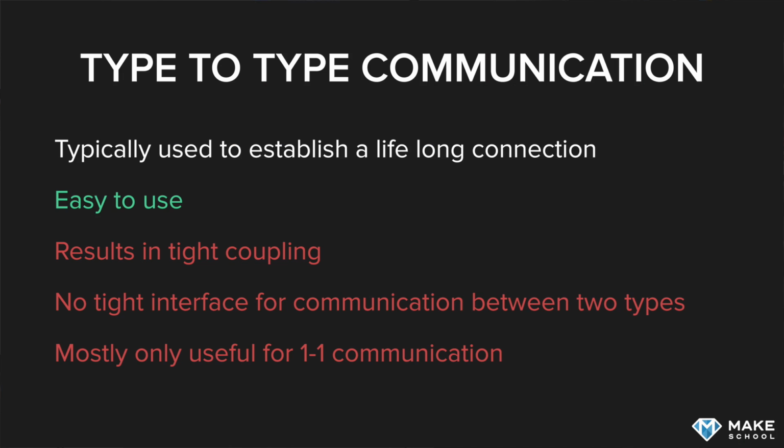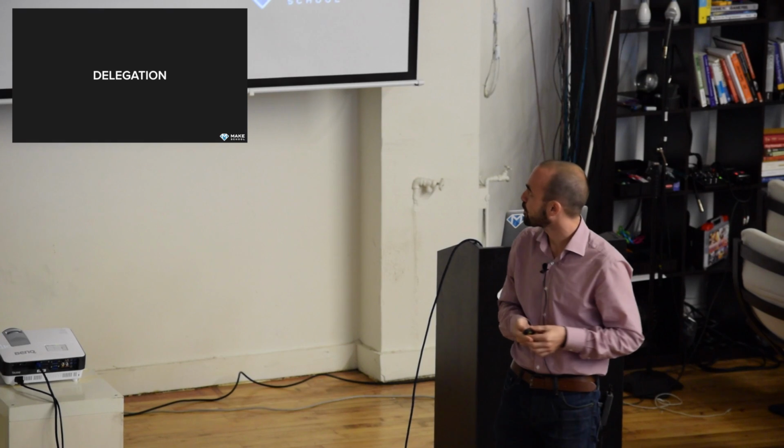Okay. So it's easy to use. That's really the only big advantage. But you have tight coupling. You don't really have a communication interface. You just have all the methods available that view controller has in its public interface. And it's also just useful for one-to-one communication. That's where delegation comes in.